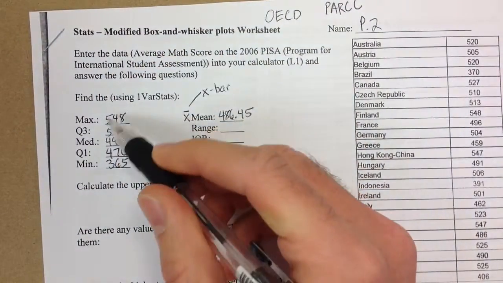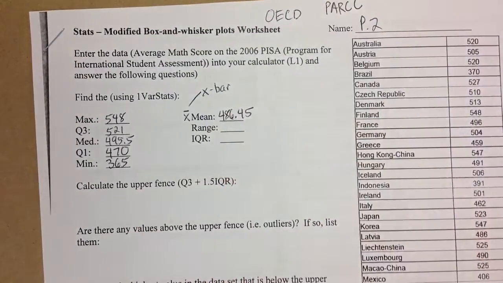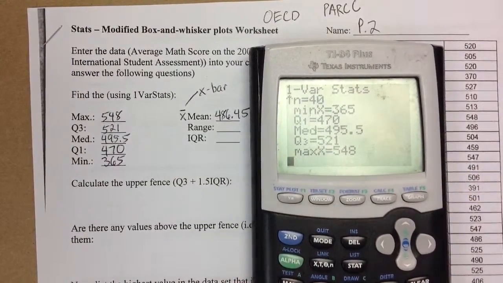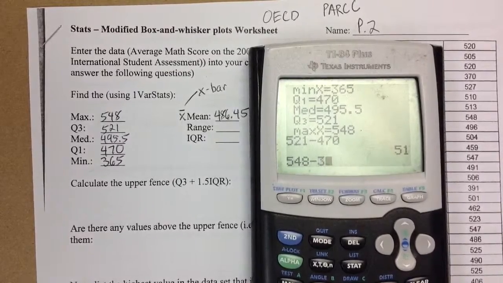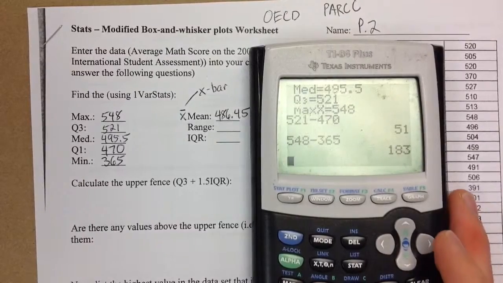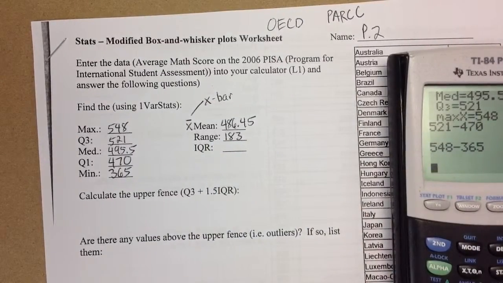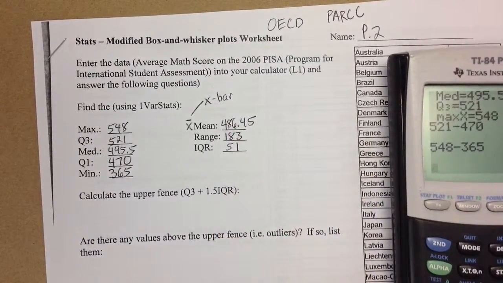The 5-number summary, although it looks simplistic, you can garner a lot of information from it. The range and the IQR must be calculated manually. You could write a program that did that for you, but it's not difficult to calculate. So the IQR is the difference in the quartiles, and the range is the difference between the min and the max. So the range of scores is 183, and the interquartile range is 51. That's the spread of the middle 50%.